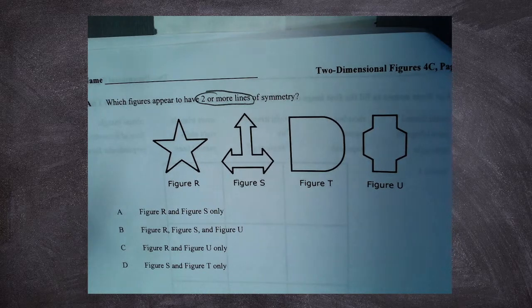So symmetry is when I have a shape, if I can draw a line, find a place where if I were to fold that line or cut that line, I would have two congruent pieces. Two pieces that are the same size and the same shape. Well, let's see. Figure R looks like a star. Are there any ways I could fold that star and end up with two congruent pieces?